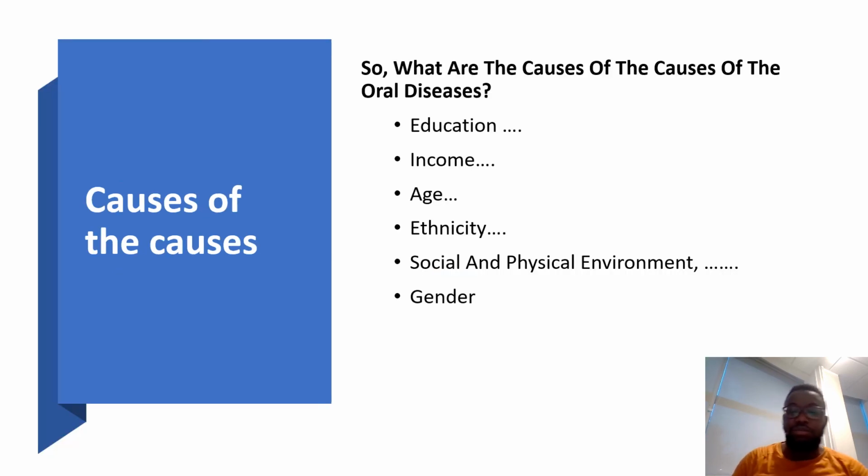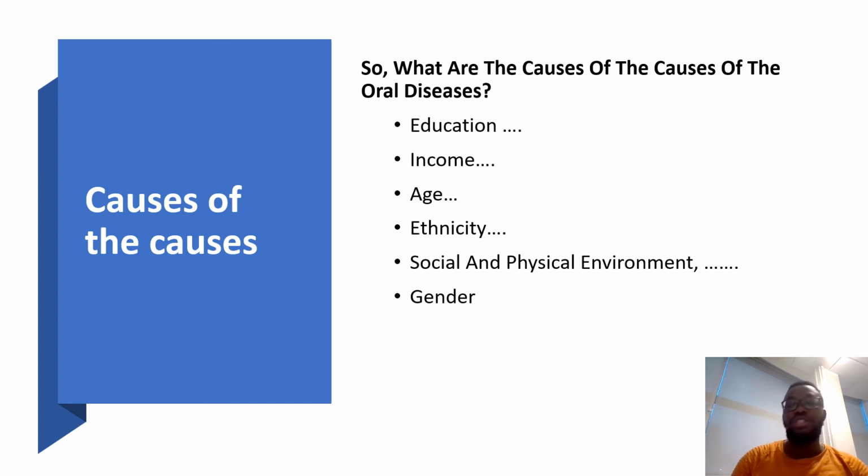So some important causes of diseases will include things like education, income, and age, which play a factor, things like ethnicity, things like the social and physical environment where the person lives, and things like gender. So let's take, for instance, age and gender. How do age and gender play a role in the health outcome of a person?